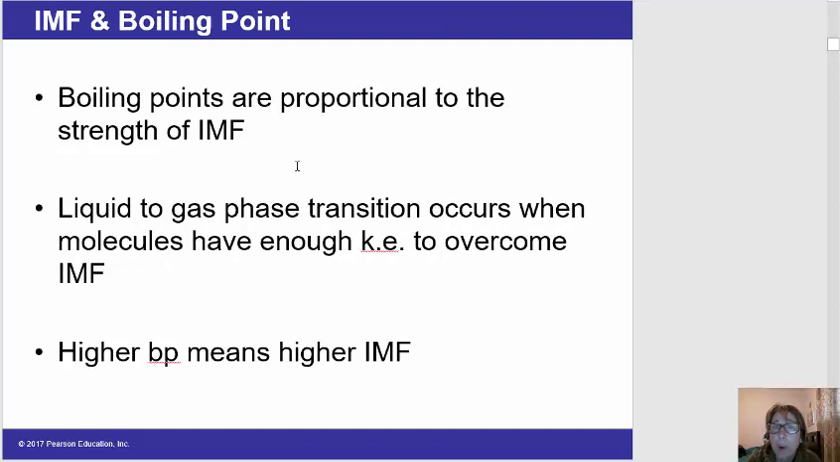Now, boiling points are proportional to the strength of an IMF, so we often use those to gauge the strength of an IMF because the liquid to gas phase transition, which is what boiling is, or part of it, the other part is that the vapor pressure is the same as atmospheric pressure. But the liquid to gas phase transition occurs when the molecules in the liquid phase have enough kinetic energy to overcome the IMF, or the intermolecular force. So the higher the boiling point, the higher the intermolecular force is.